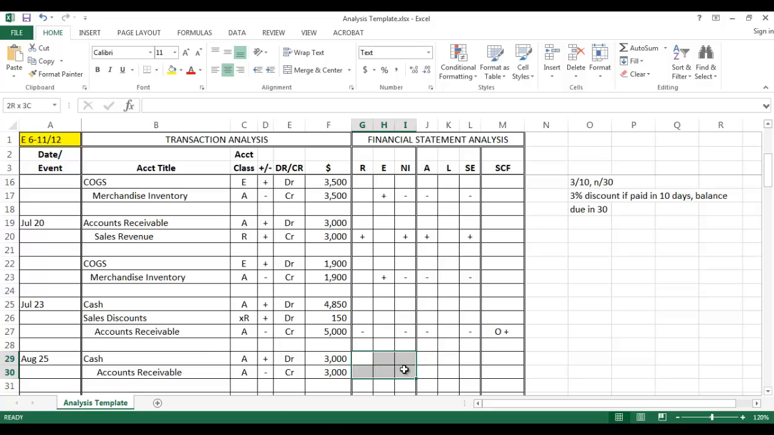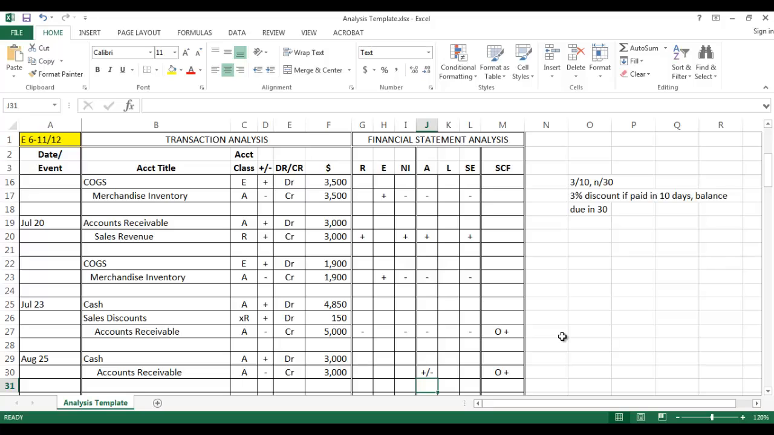Notice that nothing happens on the income statement when I do that. Okay, I don't have sales discounts involved, just have asset accounts. So no income statement effects. On the balance sheet, my assets increase and decrease by the same amount. And on my statement of cash flows, I'll record that as an operating inflow.